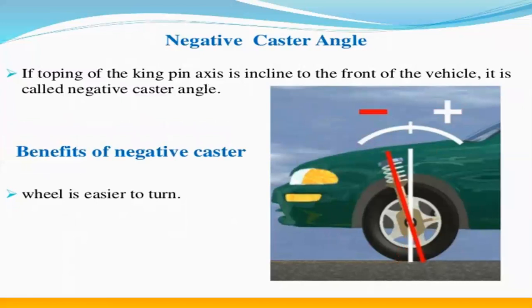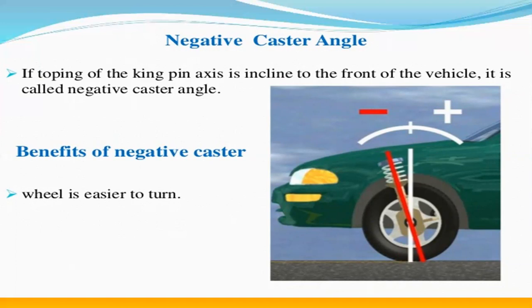And what is a negative caster angle? If the top of the kingpin axis is inclined to the front of the vehicle, it is called a negative caster angle. The angle between the kingpin axis on the negative side and the vertical position of the wheel is called the negative caster angle.